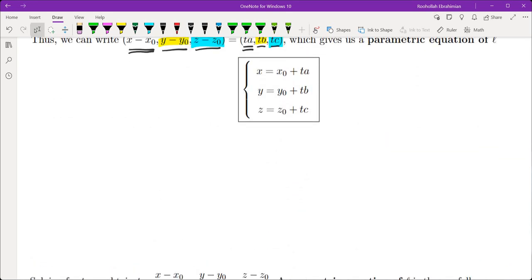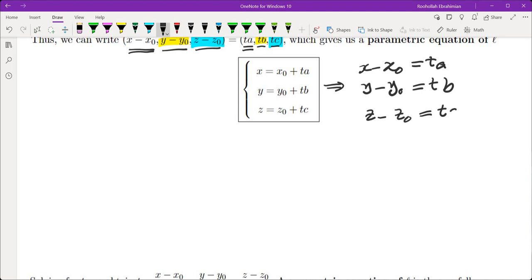Now, there is another way of thinking about lines as well. If we solve this system of equations for t, from the first one we get x minus x naught equals ta. The second one gives us y minus y naught equals tb. And the third one gives us z minus z naught equals tc.